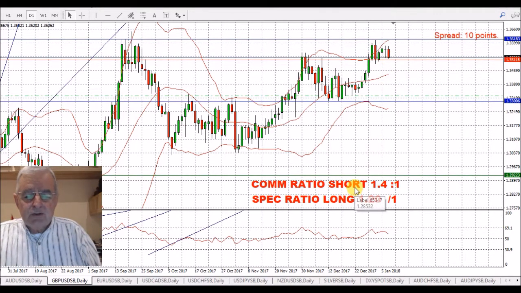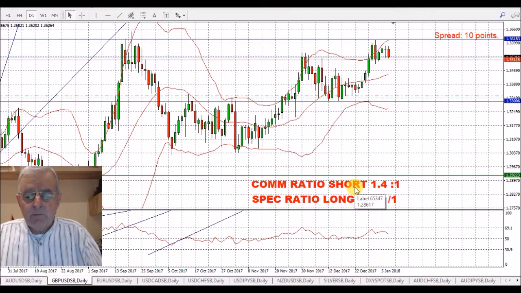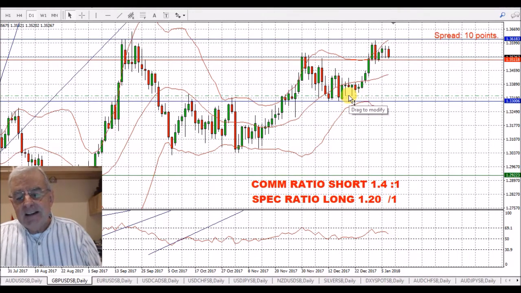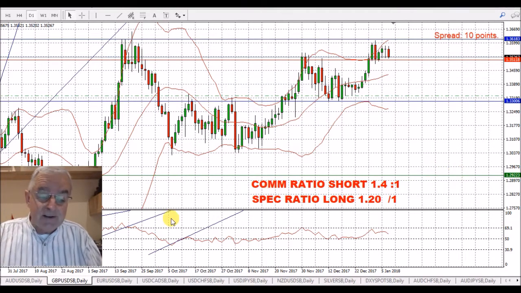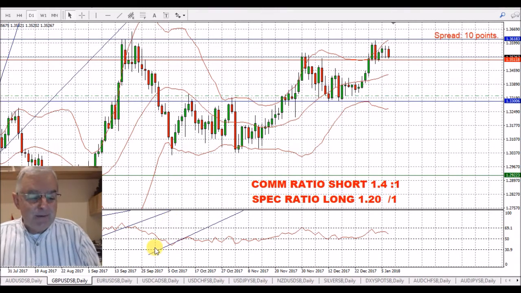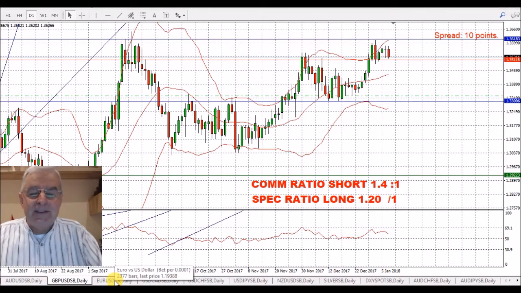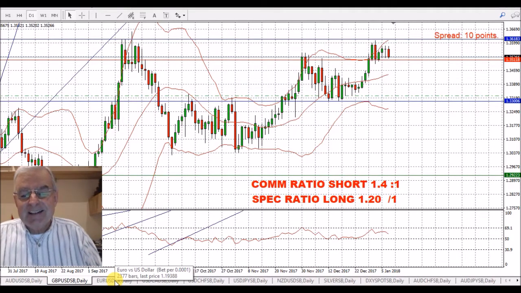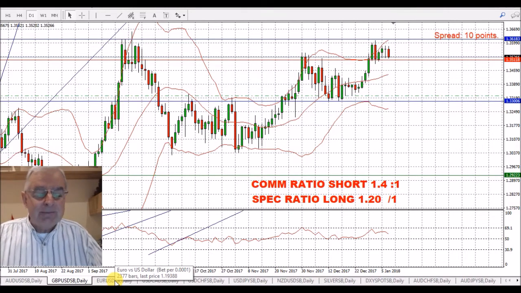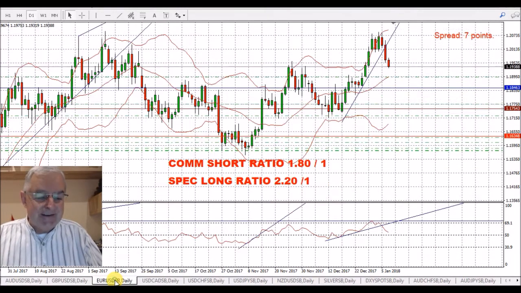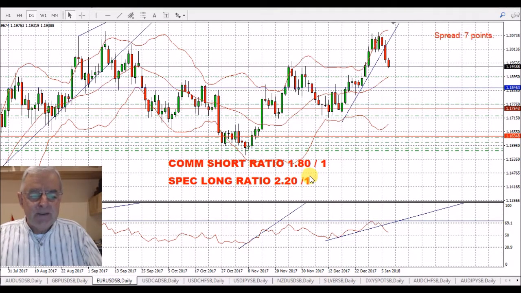We have a commercial short ratio for the pound of 1.4 to 1. We're still above the 50, but we're pointing down. I do still expect this to move down and hit my 129 line, so we'll give that a couple of months and see what happens. But there's bound to be disasters with the Brexit and unexpected troubles coming up. So we'll see where that goes, but it will be very interesting.